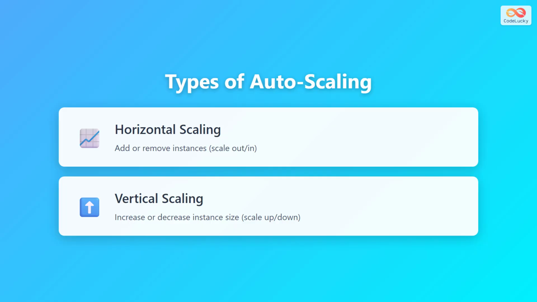There are two main types of autoscaling. Horizontal scaling involves adding or removing instances of your application. This is also called scaling out when you add instances and scaling in when you remove them. Vertical scaling, on the other hand, involves increasing or decreasing the size of individual instances. This is referred to as scaling up when you increase capacity and scaling down when you decrease it. Most cloud applications prefer horizontal scaling because it provides better redundancy and fault tolerance.